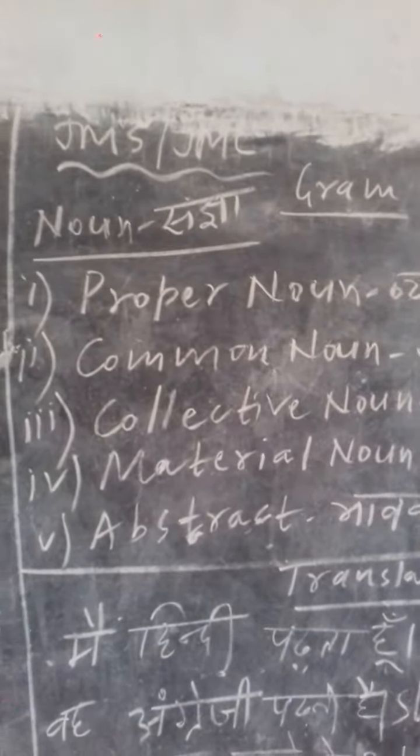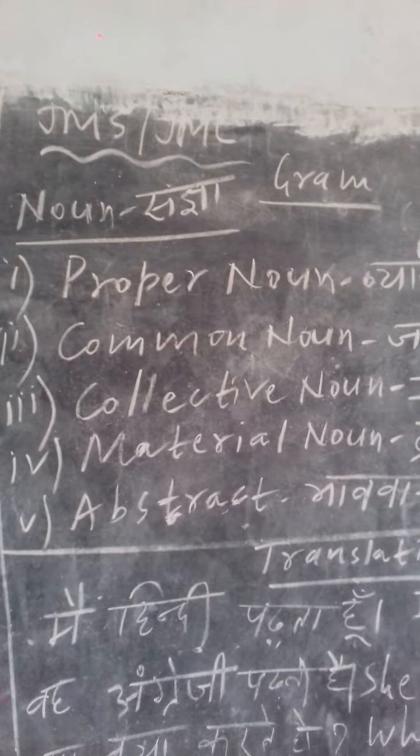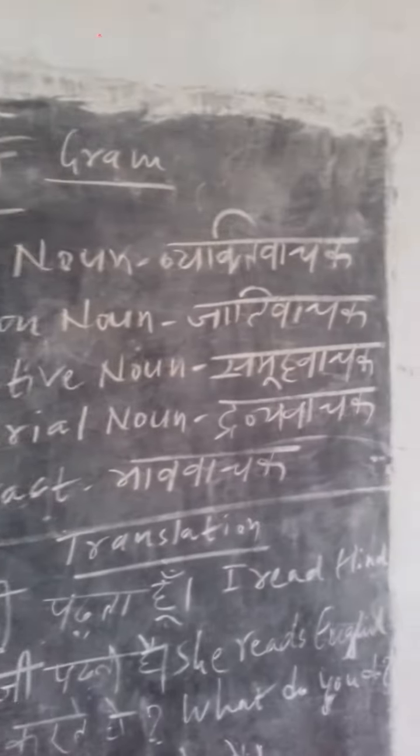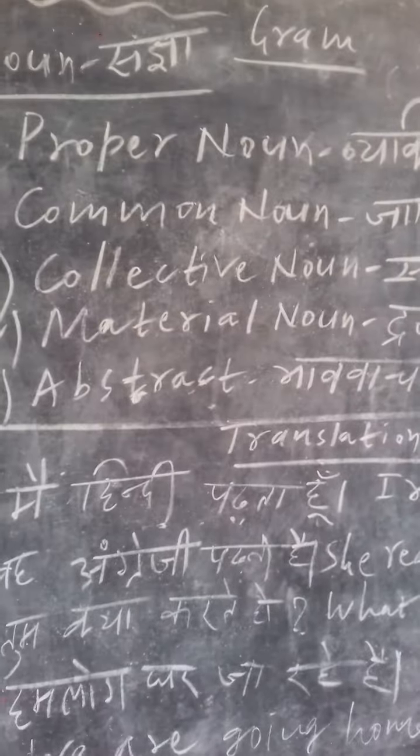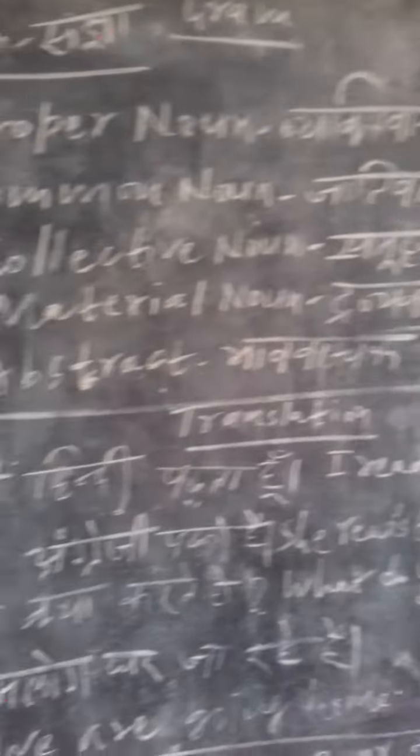In grammar, you can see proper noun, noun, kinds of noun: proper noun, common noun, collective noun, material noun, abstract noun, with their Hindi terms sangya, vyaktivachak sangya, jativachak sangya, samuhvachak sangya, dravyavachak sangya, bhavachak sangya.